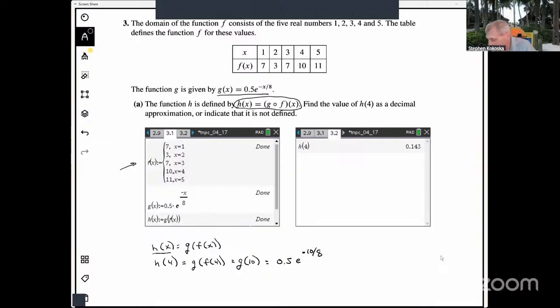And then what I did is I defined this function g, my exponential function, and on the Nspire, I can actually define my composition. There it is. h is g of f of x. So if I want to evaluate h at the x value of 4, I can do that on a calculator screen. There it is, and there's my value to 3 digits to the right of the decimal.